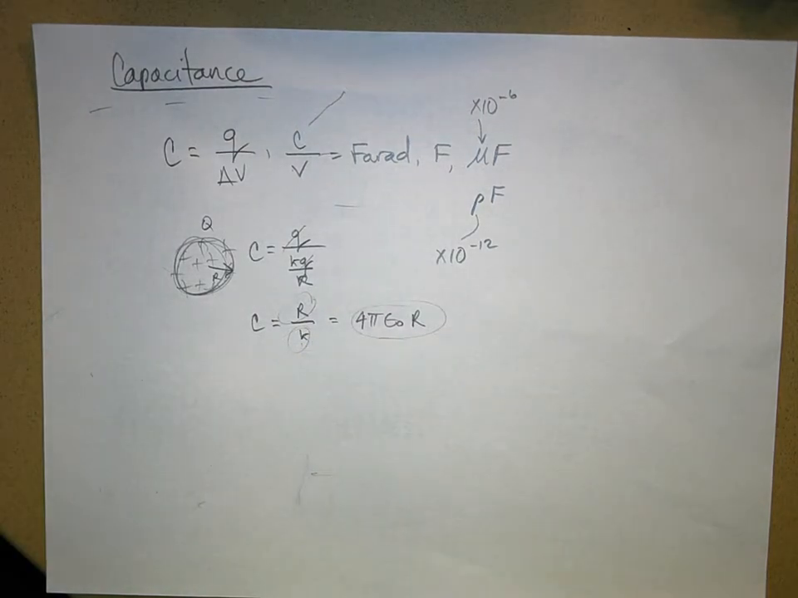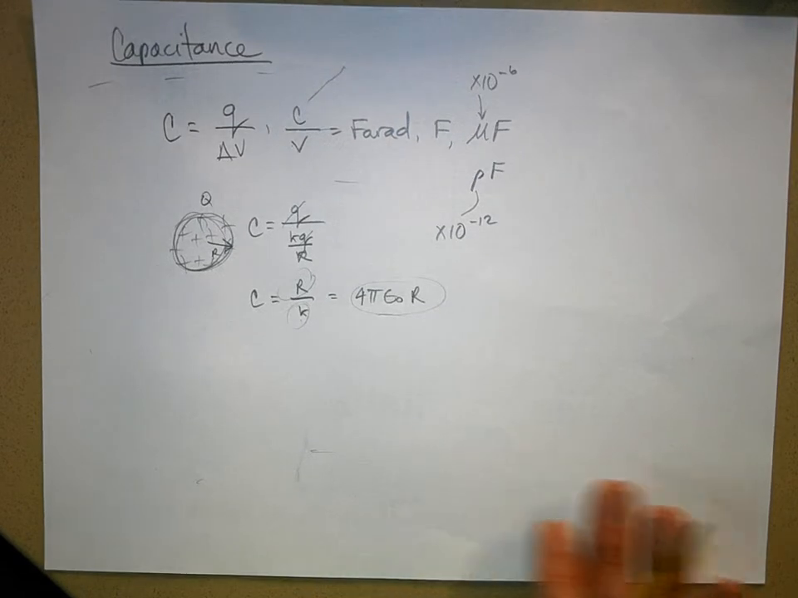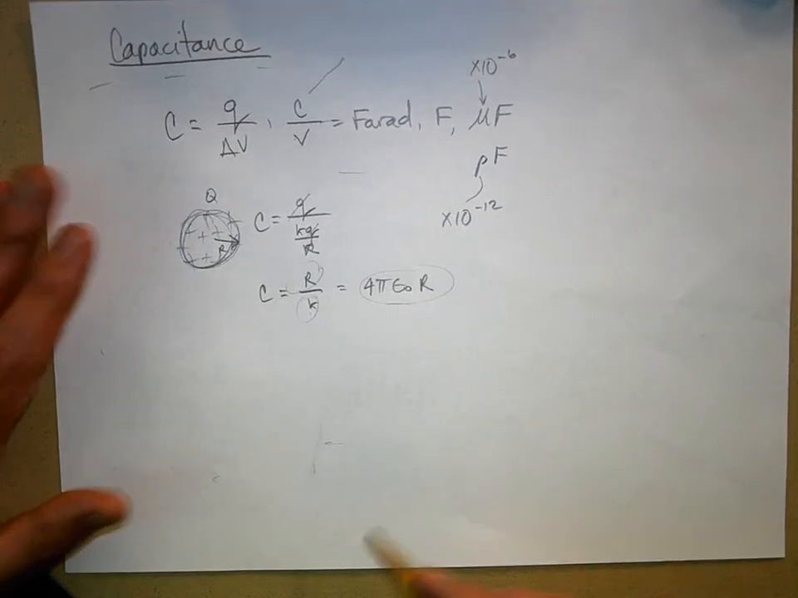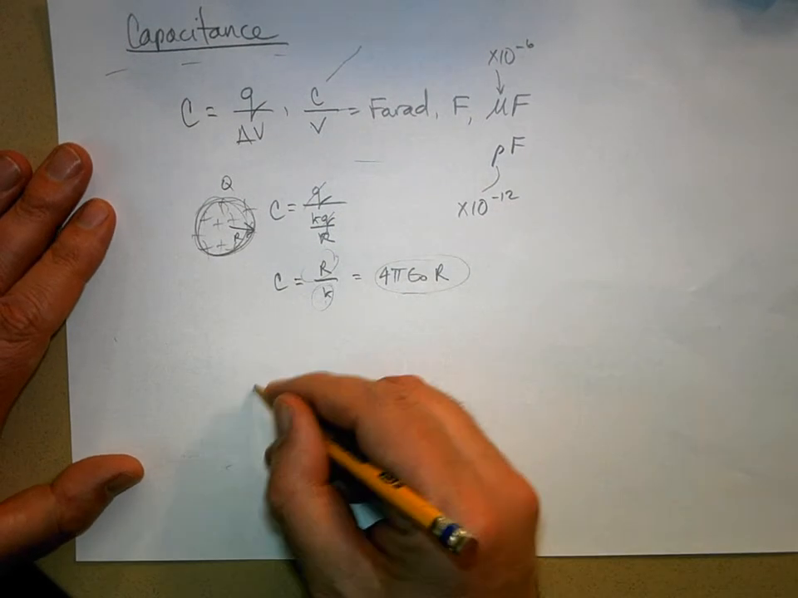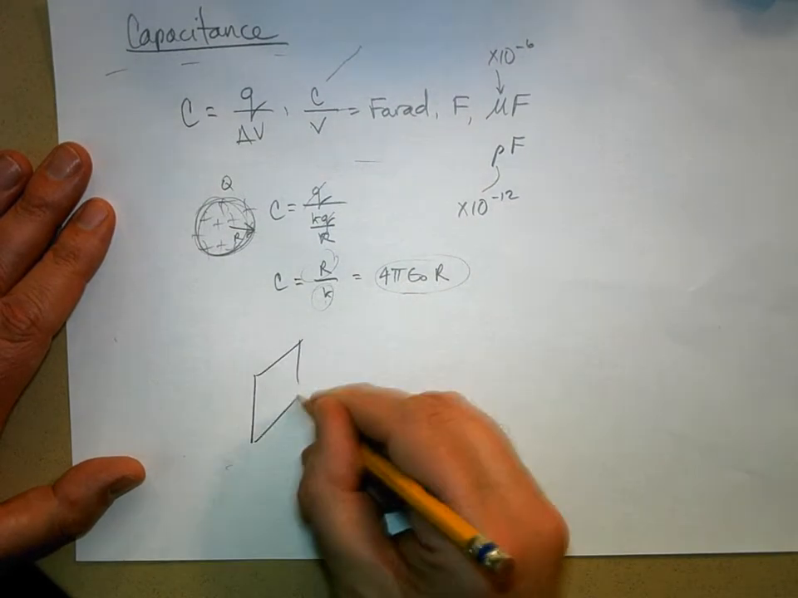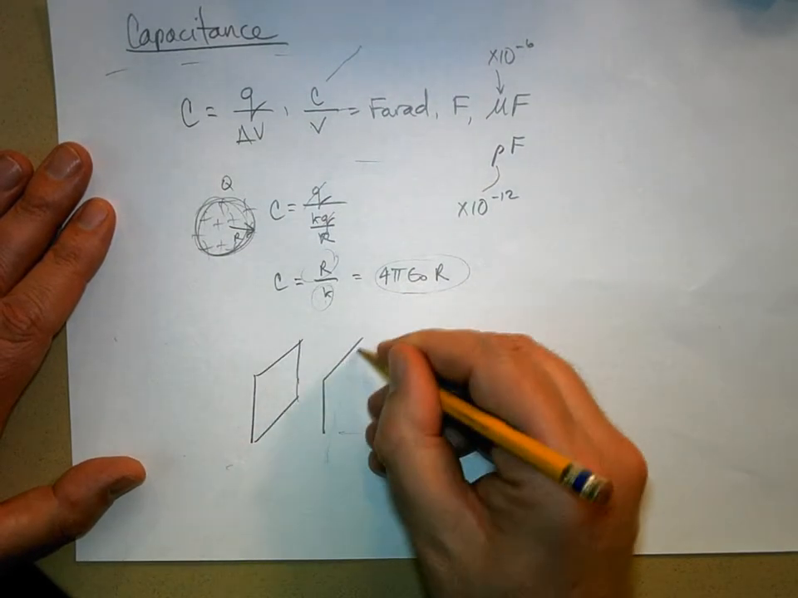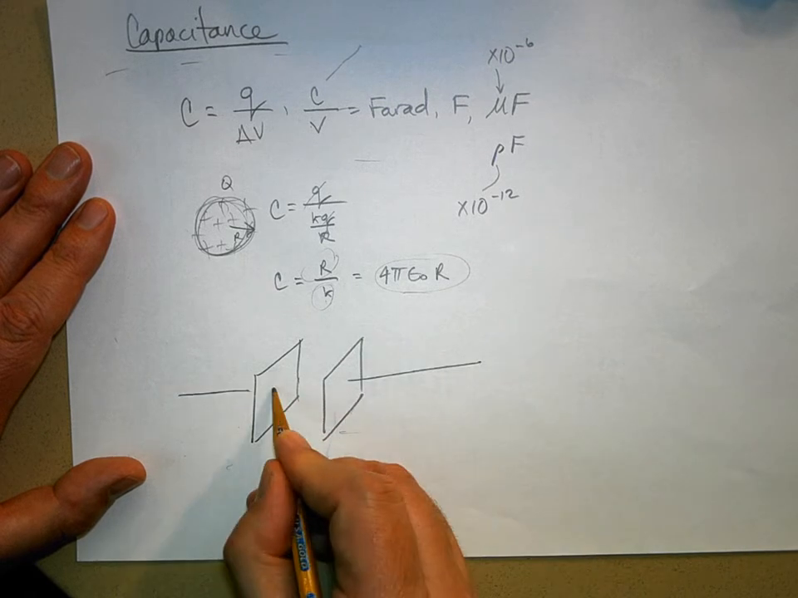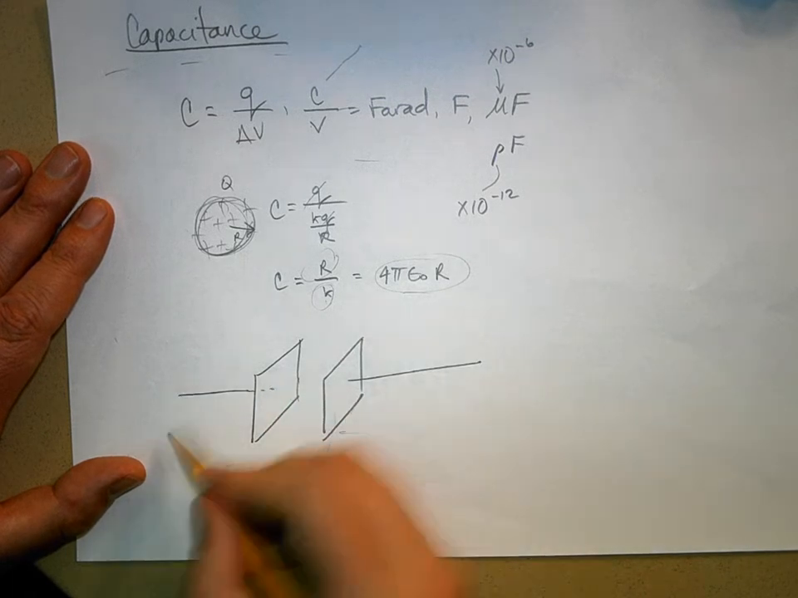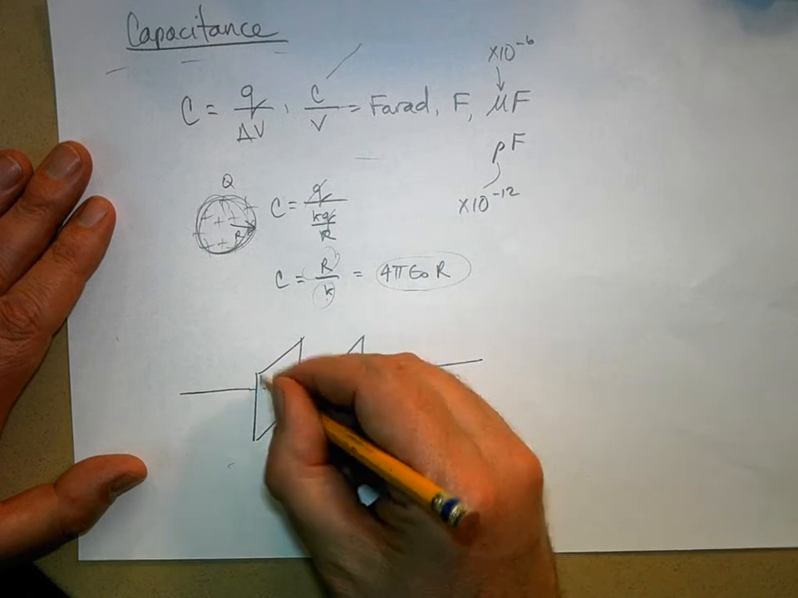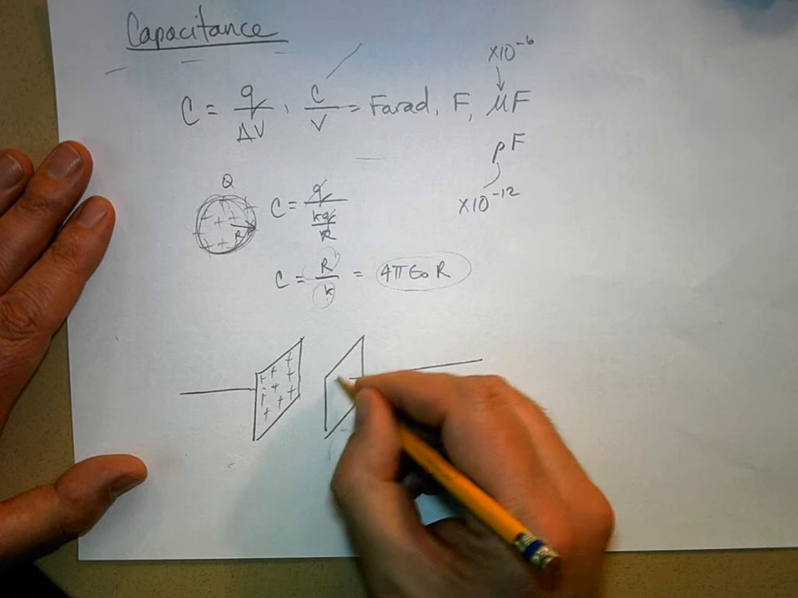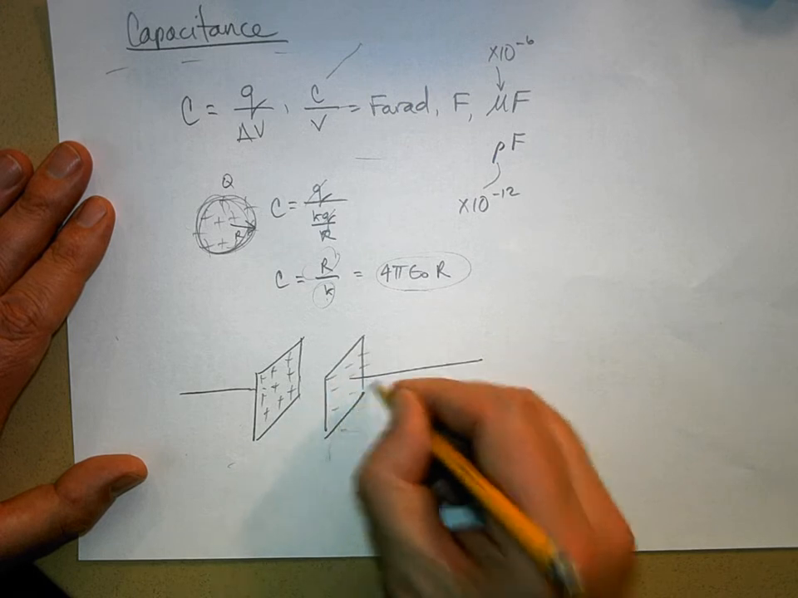Now we have parallel plate capacitors. That's the most common kind. And we did a derivation of this. I'm not going to repeat that derivation, but if I have two plates that are parallel to each other, connected by a wire of some kind, and some battery or something puts a bunch of positive charge over here, negative charge over here, you get an electric field between those plates.